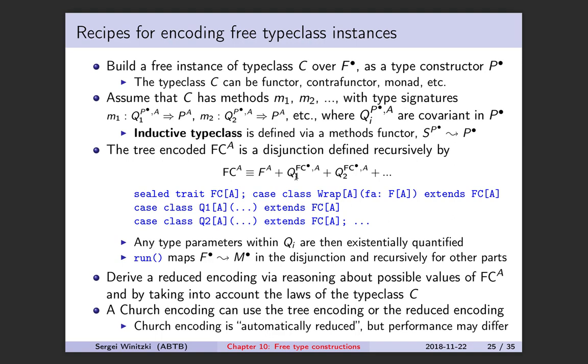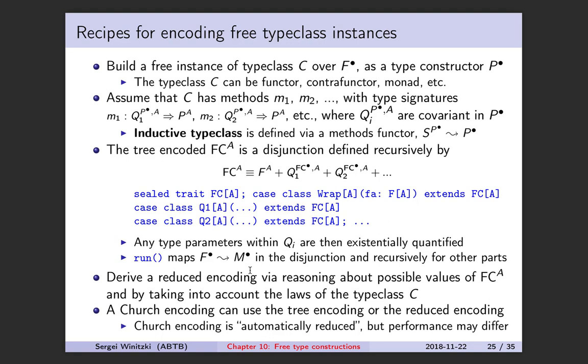Now, the Q's might contain existential type parameters. So if these methods contain more type parameters on the left-hand side, that's fine. They will become type parameters here. And as we have seen, type parameters in a case class inside a trait that are hidden from the trait become existential type parameters. And so those are fine. Those might be present.